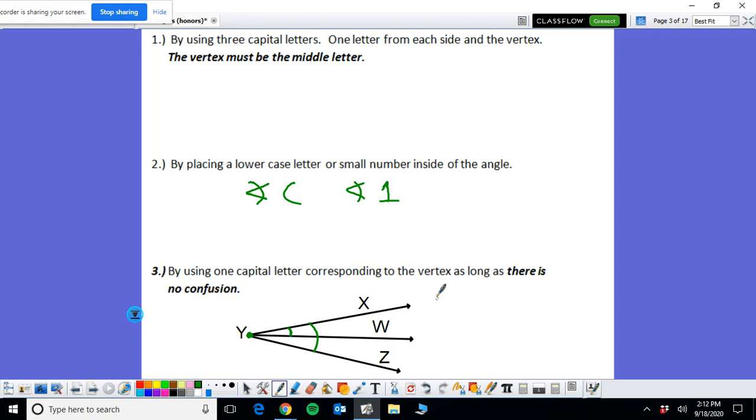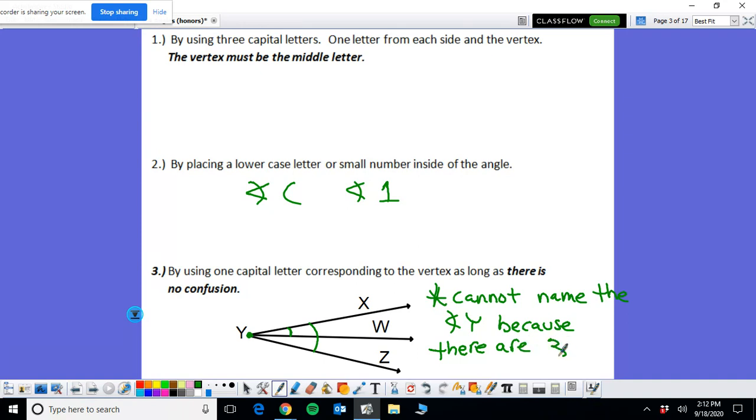I want to make a very quick note over here. Cannot name, now I'm going to use a lot of shorthand, the angle Y, because there are 3 angle Y's. Sorry I had to squeeze it and go into the blue area there, but hopefully you can see that. Let's keep it moving here.